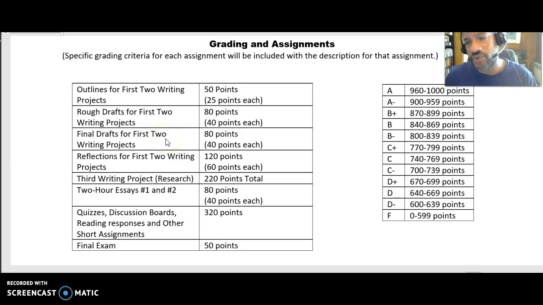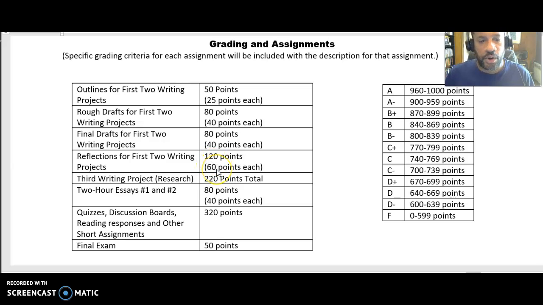As long as your final draft comes in on time and is long enough, you're going to get the full 40 points. So all of these points here are pretty easy. All you have to do is simply complete the assignments. And so, relatively easy there. It's only the fourth one that will actually be graded, in the sense that you can potentially lose points.